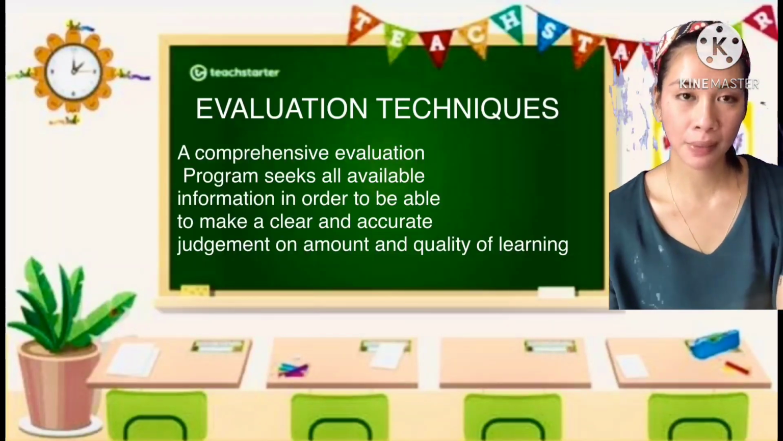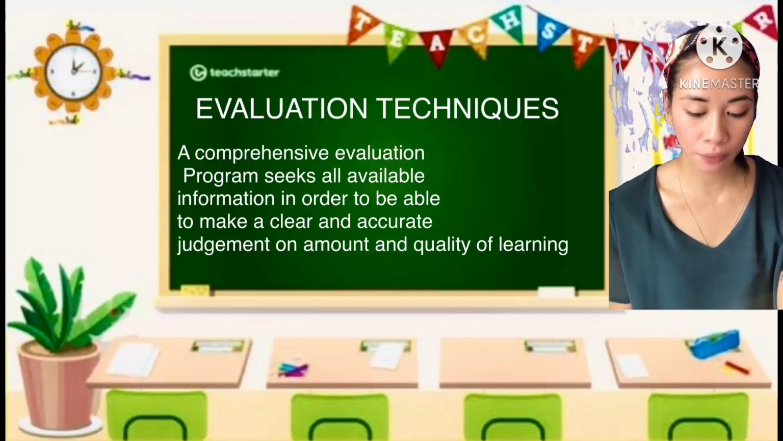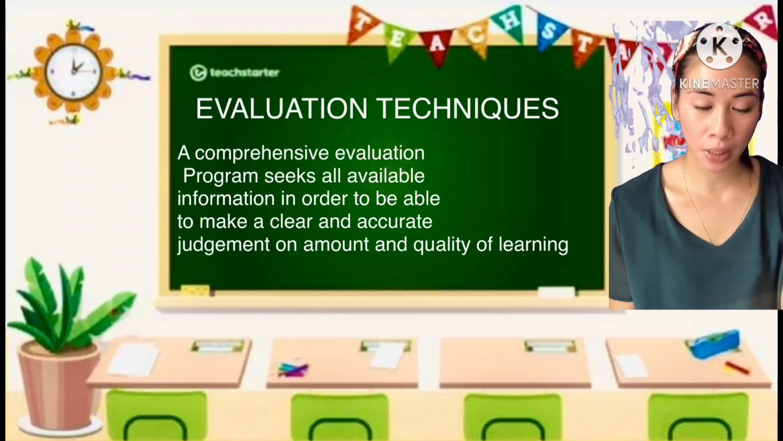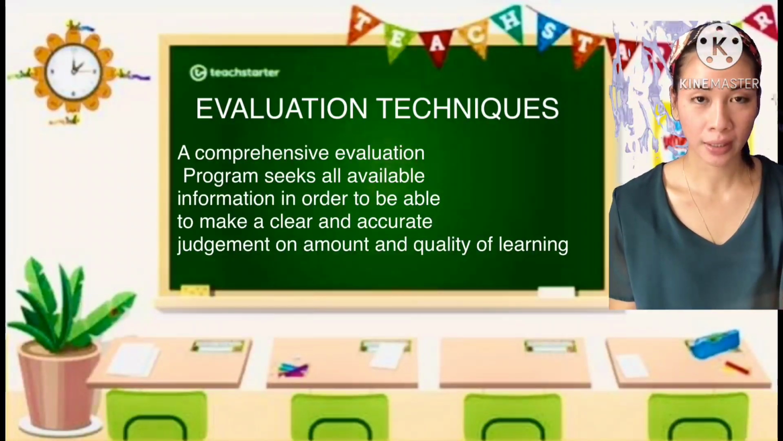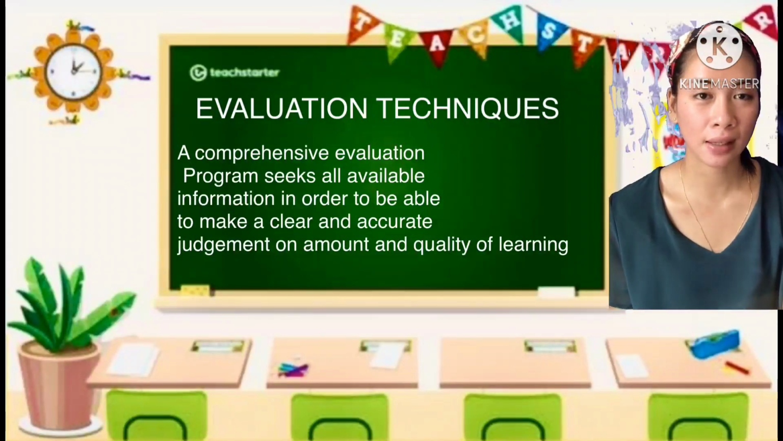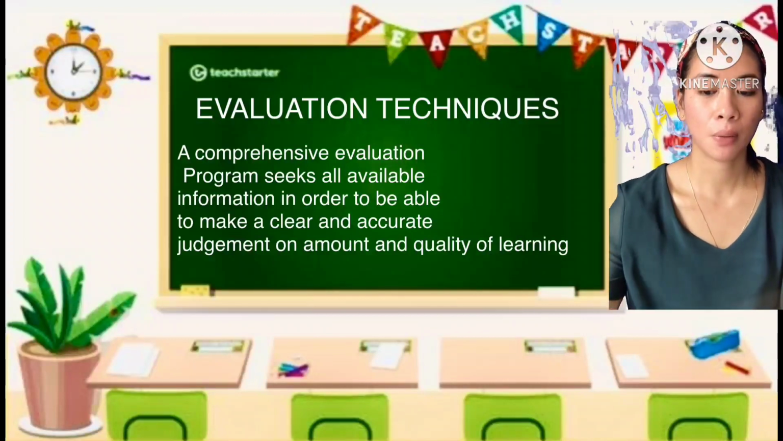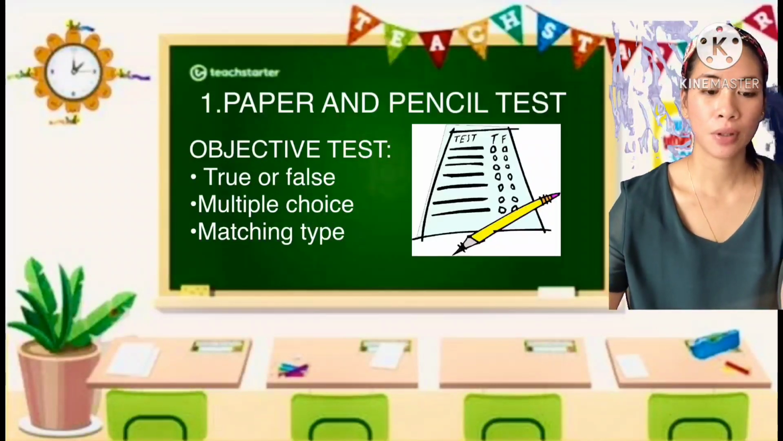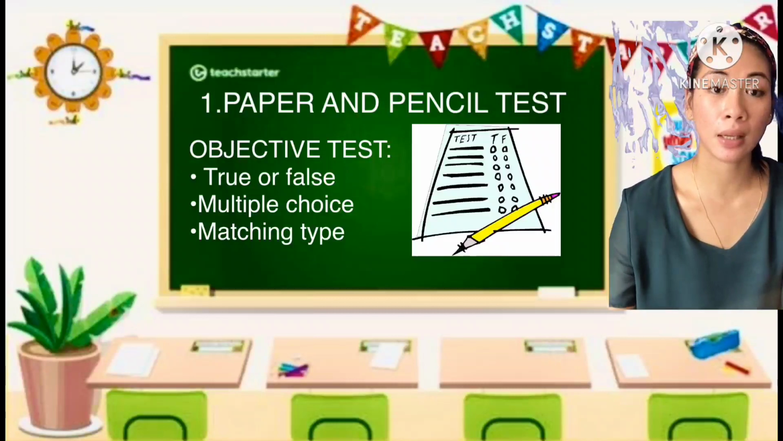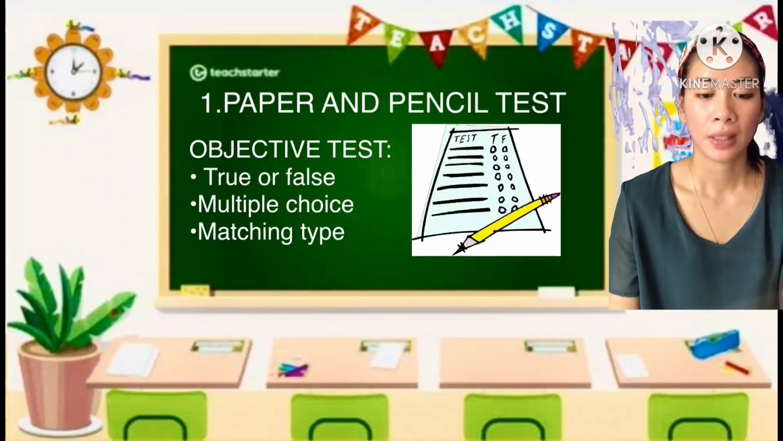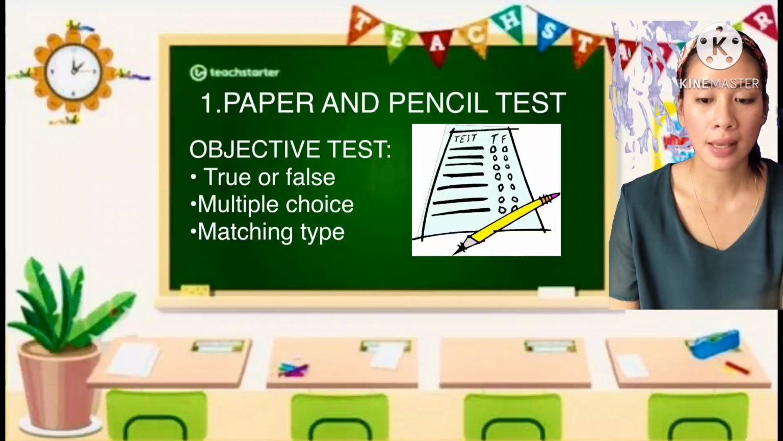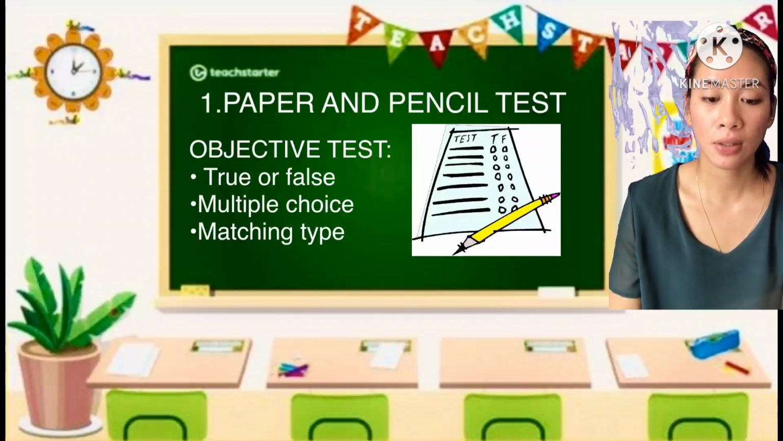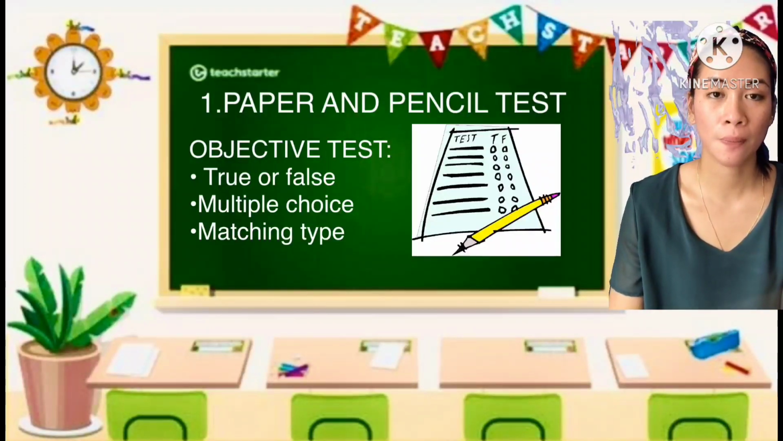Effective evaluation techniques. Comprehensive evaluation programs seek all available information in order to make a clear and accurate judgment on the amount and quality of learning. So we have 10 effective evaluation techniques. Number one is the administration of paper and pencil tests. It refers to an assessment tool in which candidates read questions and respond in writing. These include tests such as knowledge and ability tests. Paper and pencil can also be used to assess job-related knowledge and ability or skill qualification.